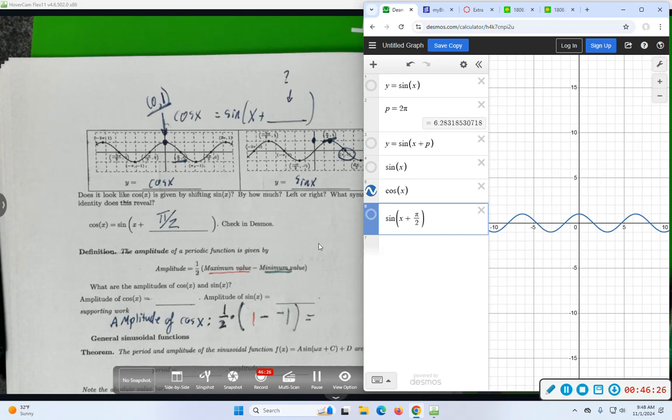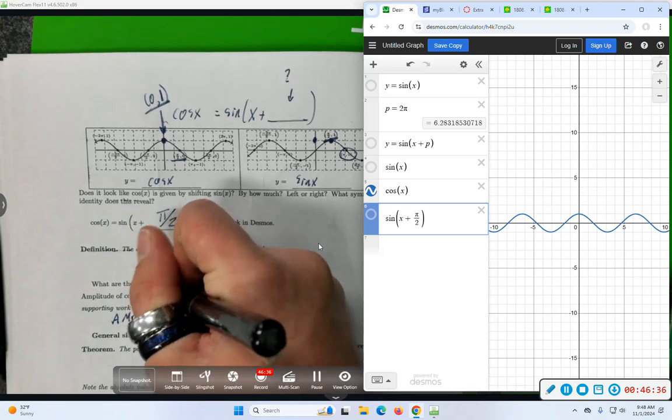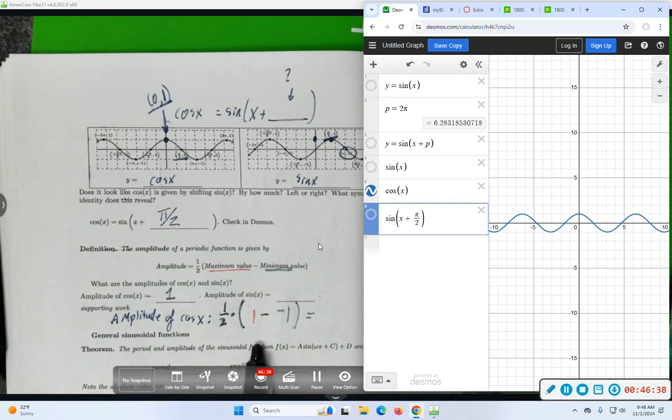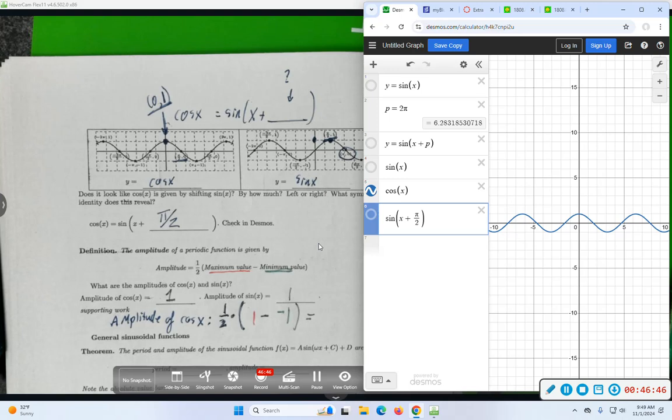That's another good reason to define amplitude the way I just did. Sine and cosine are like the simplest periodic functions, so they should have the simplest possible amplitude. Amplitude of sine and cosine are both 1. I guess we've just checked it for cosine, but would you write down the exact same thing for sine? Right, what's the max of sine? Min? So you do the exact same computation.